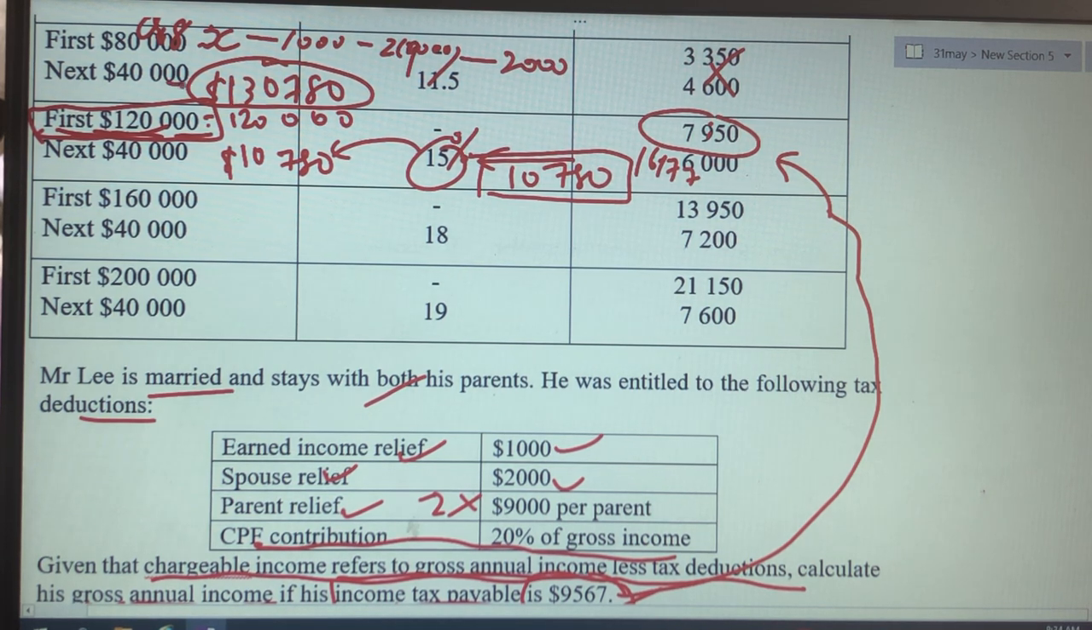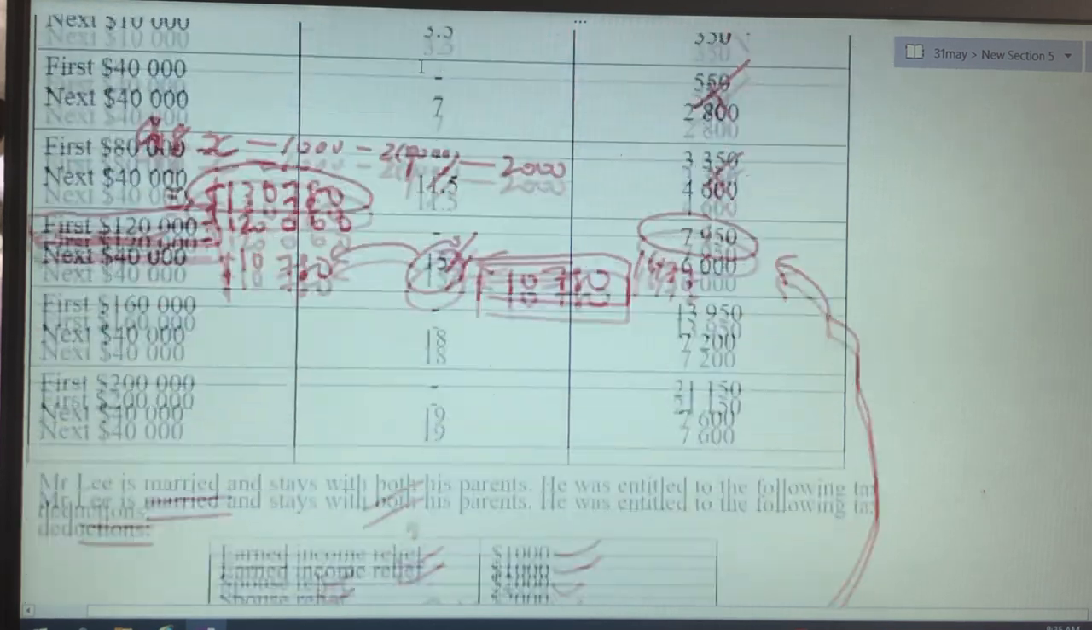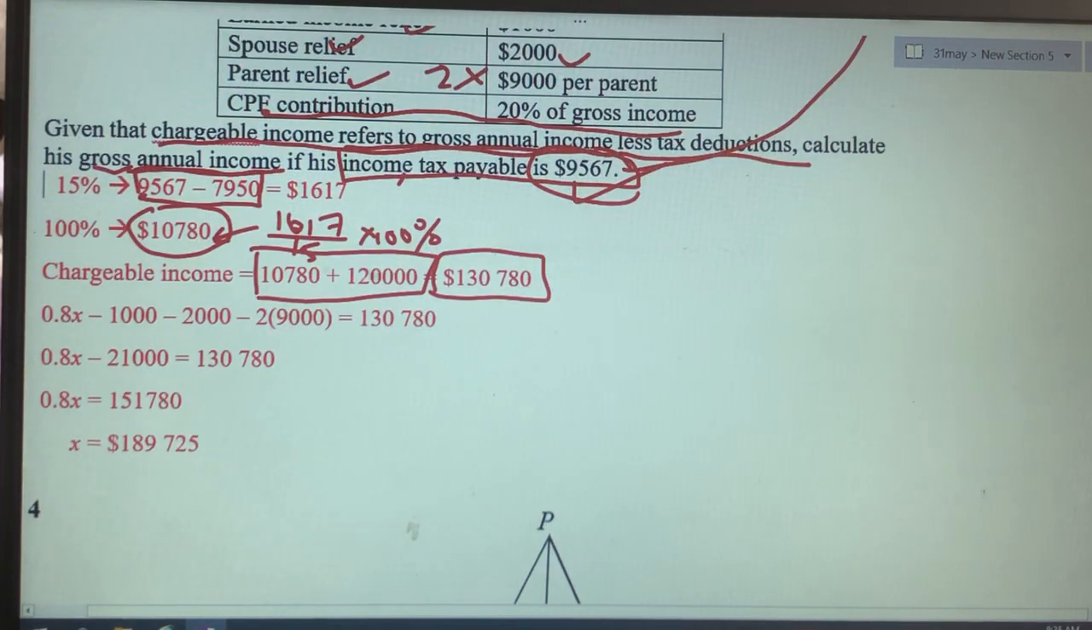Then you get this fella. Did you understand? So this is what we call the chargeable income, and it's after all the discount, all the relief. Okay, so this is what we have here.